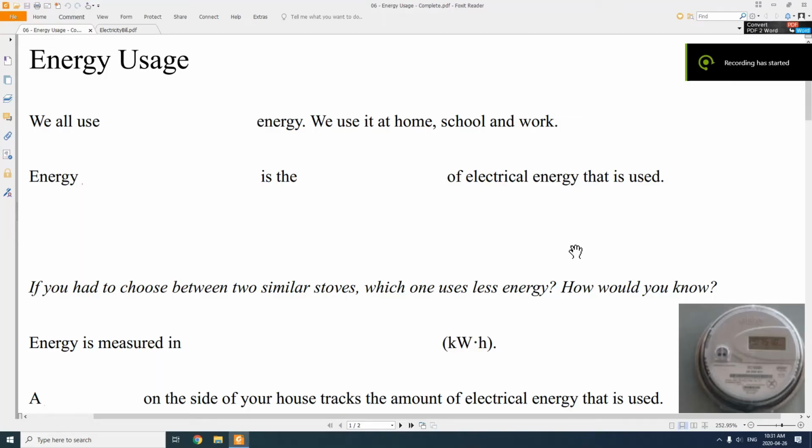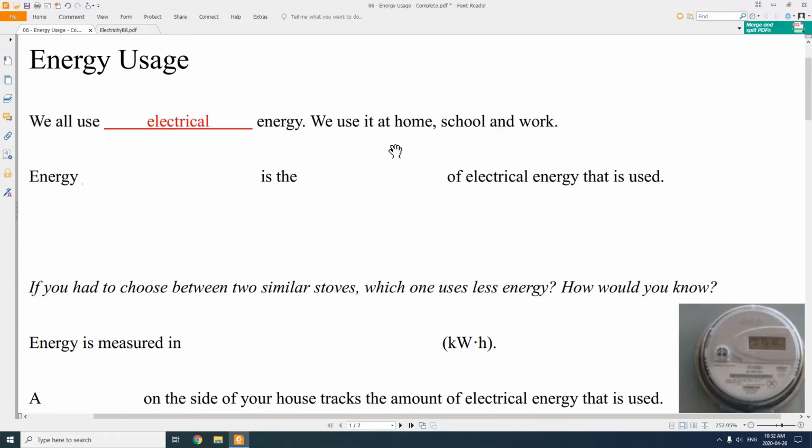All right, so today we'll be talking about energy usage, or how much electricity you're using and how you would know how much you're using and how much it would cost you. We'll go through a bit of a lesson here, and then we'll look at a few other things. So first part, we all use electrical energy. We use it at home, school, and work.